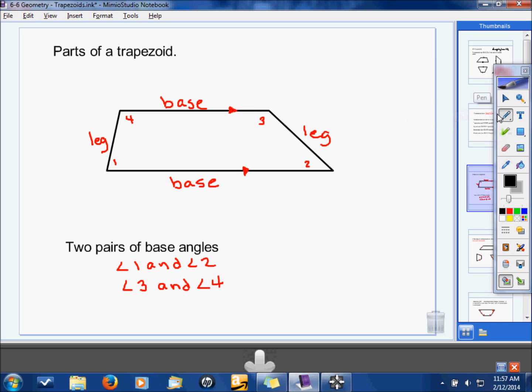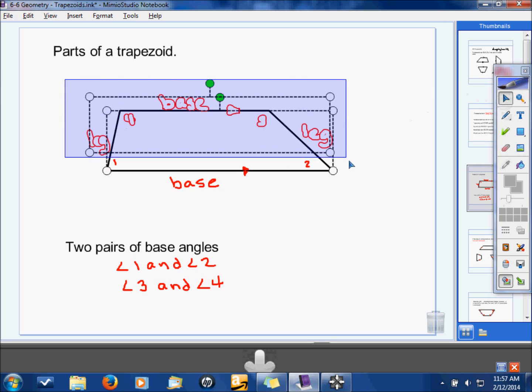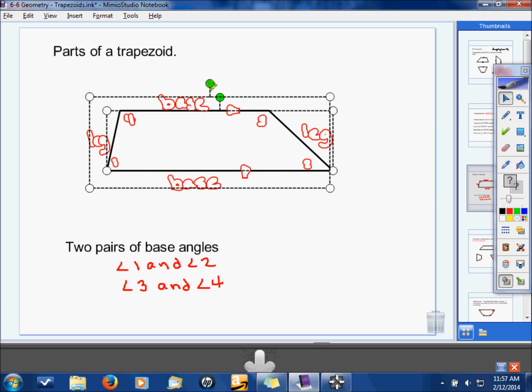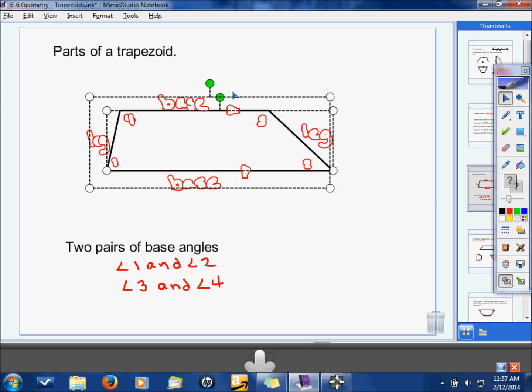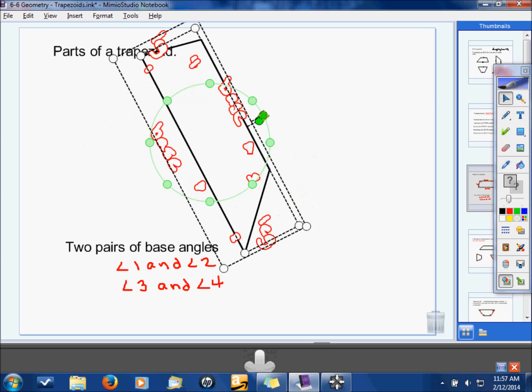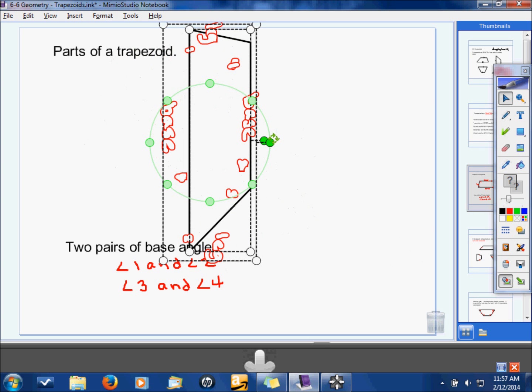Even if I took the thing and I turned it on its side, the bases would still be the parallel sides. I don't know if I can get the whole thing with the words to turn. That's rotating. There we go. If I turn it, you can't turn it in your notes, but if you turn it, the bases are here and here, the legs are here and here.